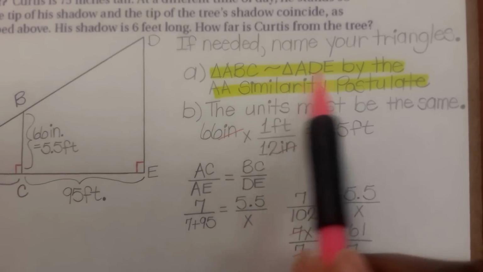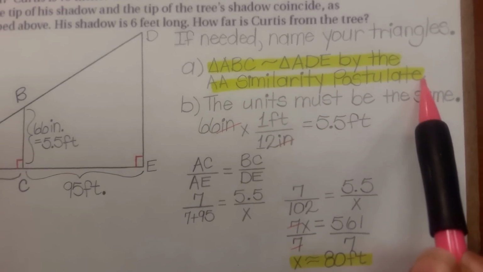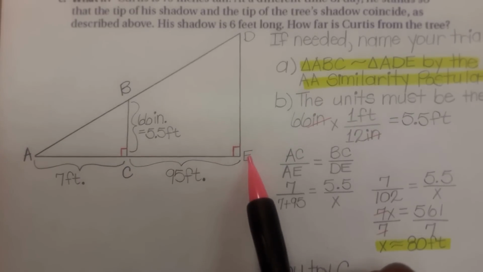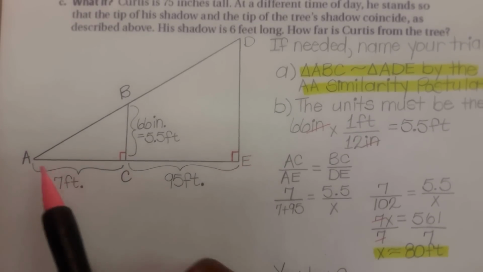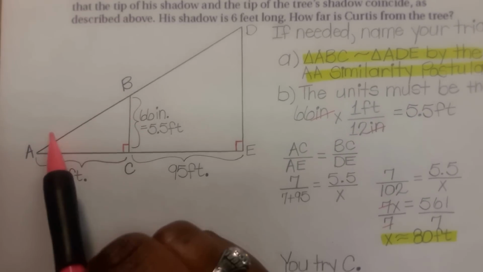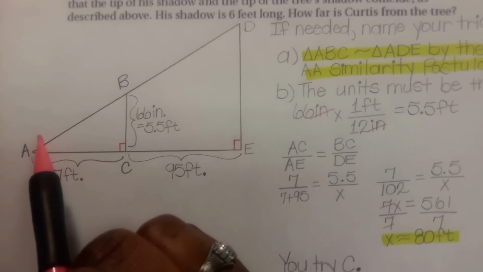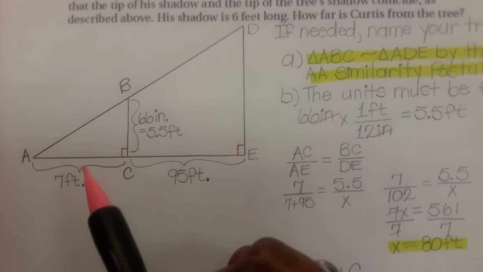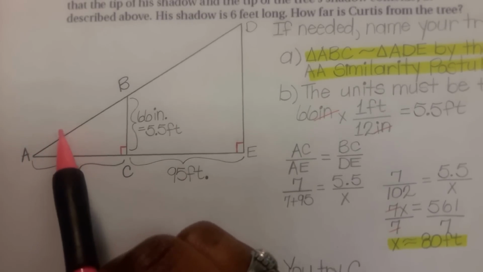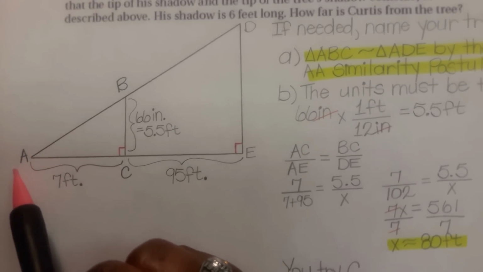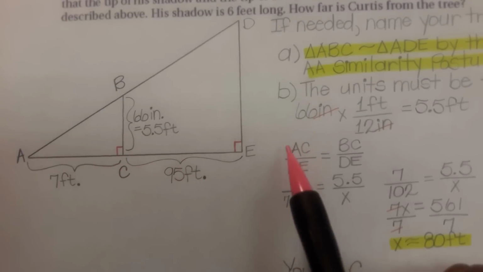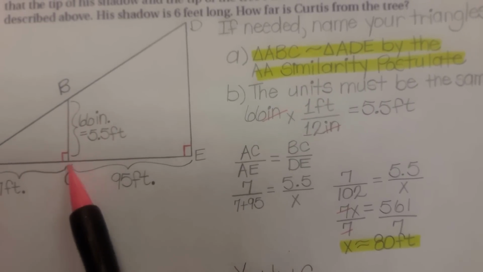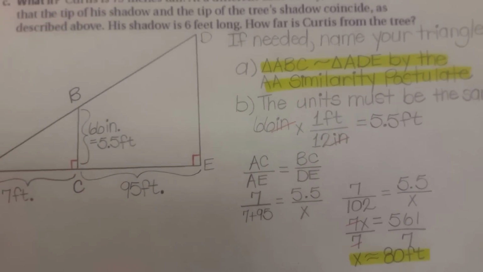So for part A, I said that they are similar by the AA similarity postulate. I know that because I see 2 right angles. I also see that the small triangle and the large triangle share angle A. So that means that angle A and angle A from the large triangle are congruent also. So I have angle A is congruent and angle C is congruent to angle E. So by the AA similarity postulate, these 2 triangles are similar to each other.